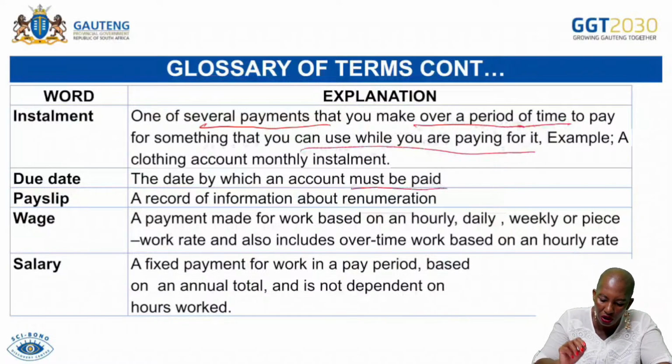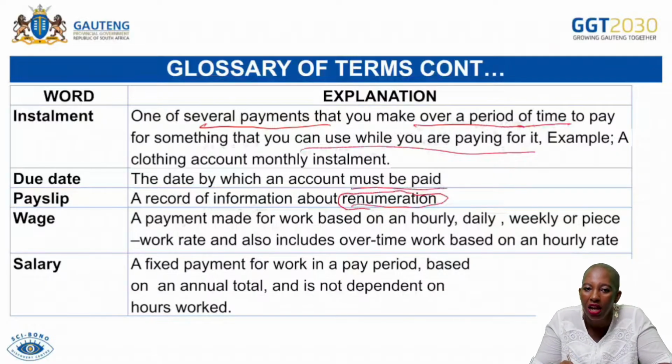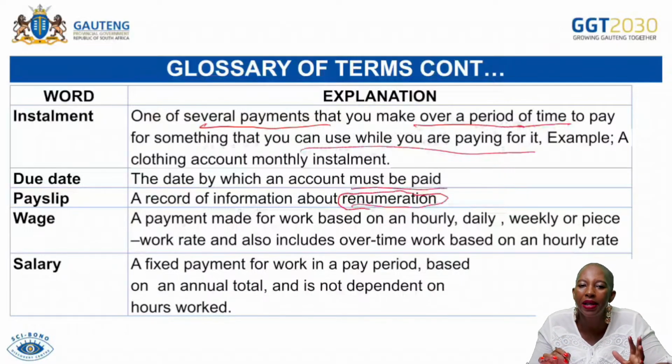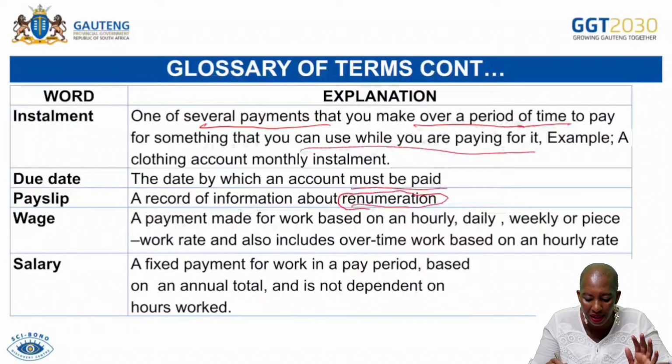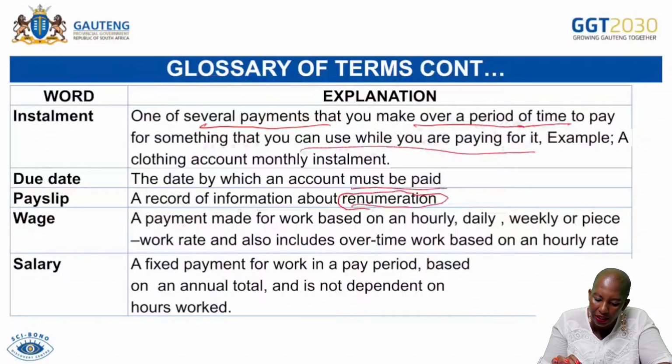And then now what we need to know, we say a pay slip. What does a pay slip entail? It's a record of information about remuneration. What is this word, remuneration? How much are you paid per day or per hour or per month? It needs to be clear there on the pay slip, to say this is how we are remunerating you, this is how we are paying you, so that even if they say to you, you must work overtime, at least you know, if it's overtime, this is how much I am going to get paid. And then we have a payment made, a wage.